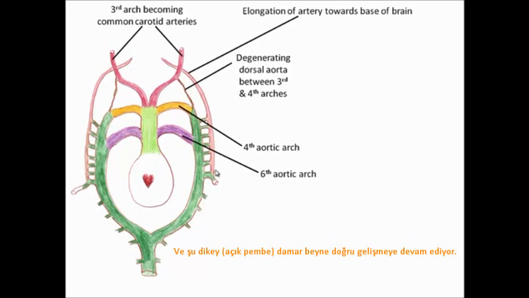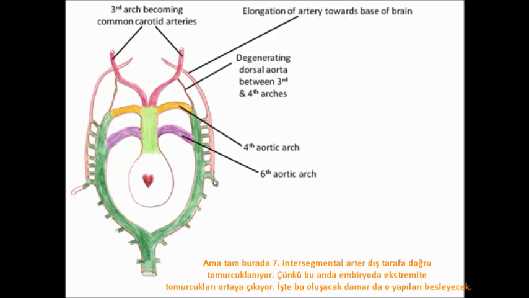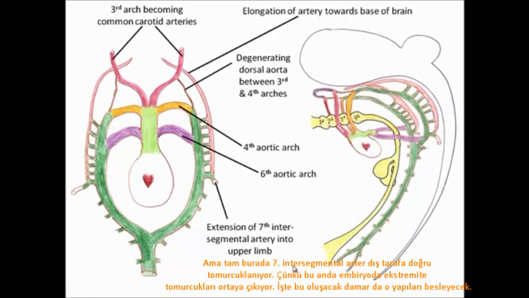And that elongating artery keeps elongating, keeps growing towards the base of the brain, but right here, the seventh starts to grow outward, and at this point we've got a limb bud for the forelimb growing out the side of the embryo, and this is supplying blood to that structure. Let's take a look at it from the side.